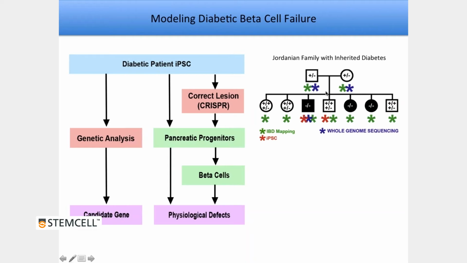So on the right here you can see a pedigree diagram showing one of about 20 Middle Eastern families we've identified that appear to exhibit an inherited form of beta cell failure. Our criteria for identifying these families are fourfold. Firstly, they should have an exceptionally high disease incidence. In this case you can see that 1, 2, 3 out of the 7 children suffer from the disease.